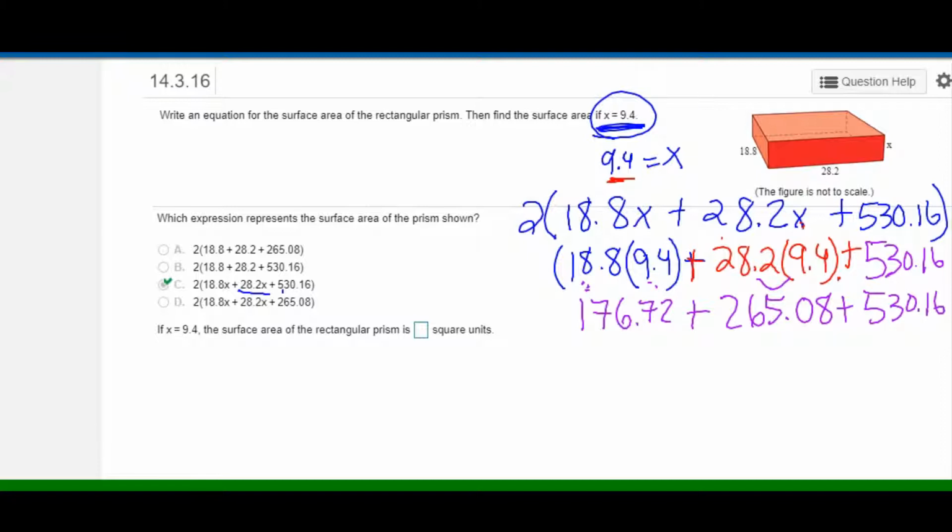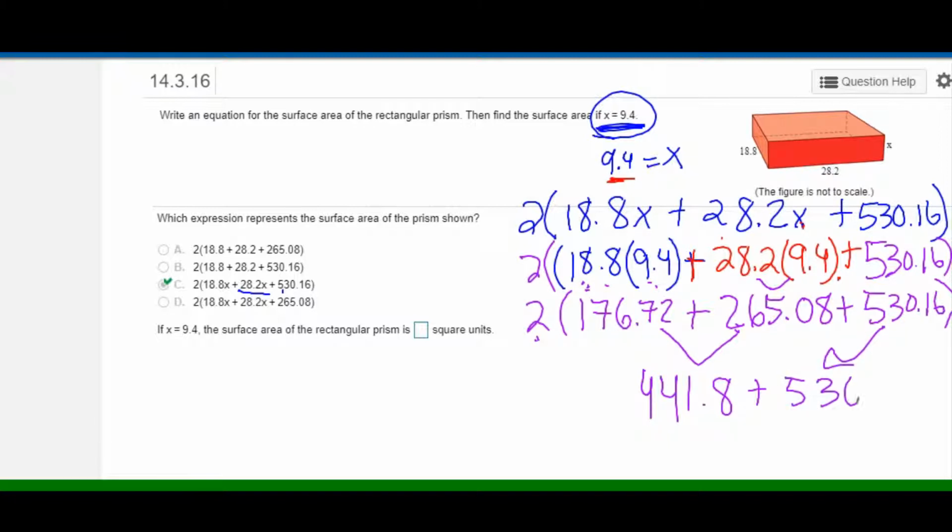Next comes in the order of operations, addition and subtraction from left to right. So I had to multiply, and I can keep this in parentheses, bringing my 2 down, because I have to eventually multiply by 2. So now I have 265 8/10 plus 176 and 7200ths, and I end up with 441 8/10 plus 530 1600ths, and I have to multiply that by 2 to get the final surface area at the end.